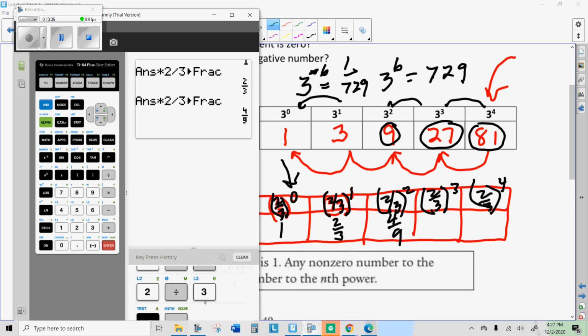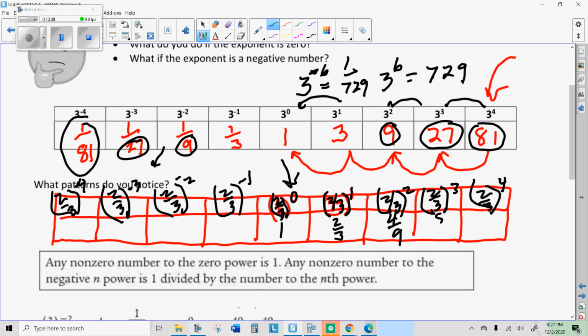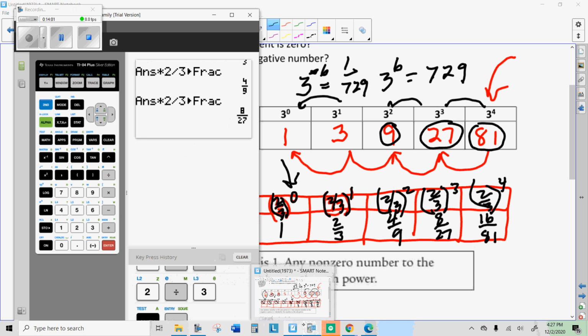2/3 to the third, I'll press enter again, is 8/27. And so on. The next one, I see a pattern here that numerators are going up by 2 each time. So this will be 16, and the denominator is getting multiplied by 3. Okay, so 2/3 to the negative first. Now let's check out and see what the calculator says for that.